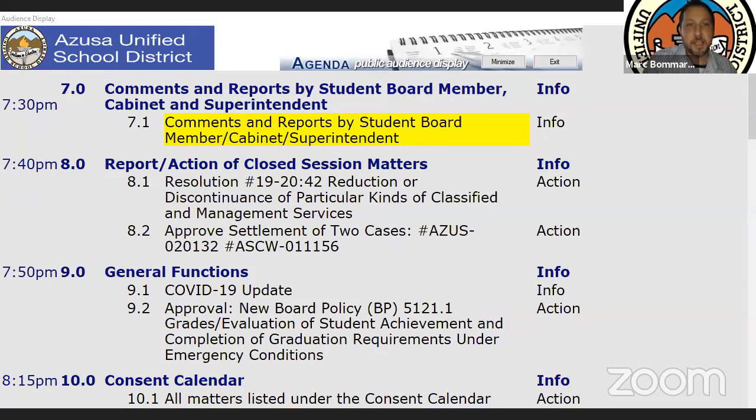So it just shows the great things that Azusa staff has been able to put together. And I know our teachers, and I'm sure Arturo will talk about it, have done a great job of putting together an online education program in a very short period of time.